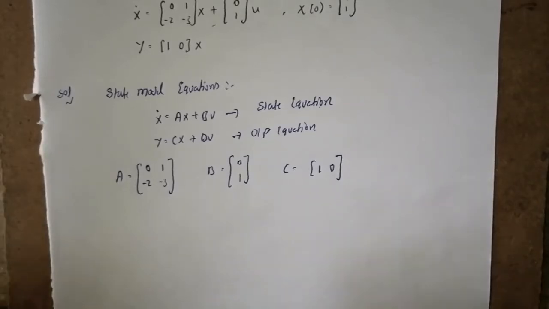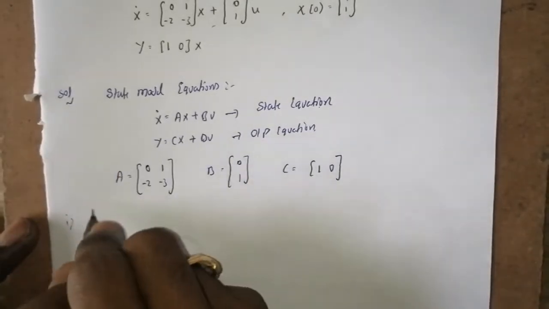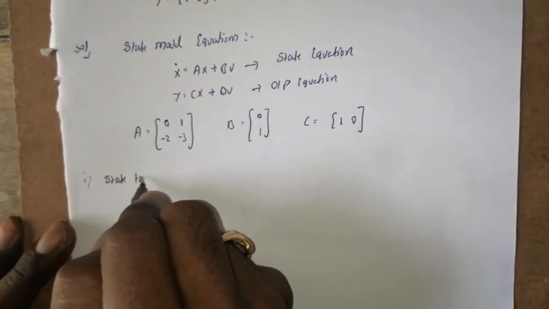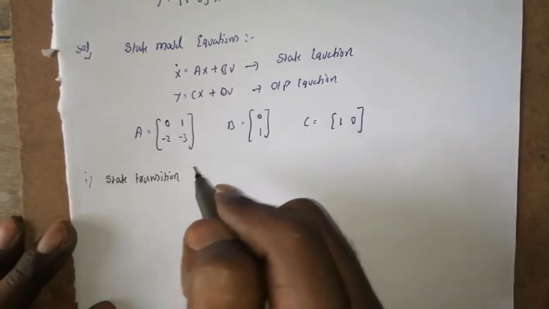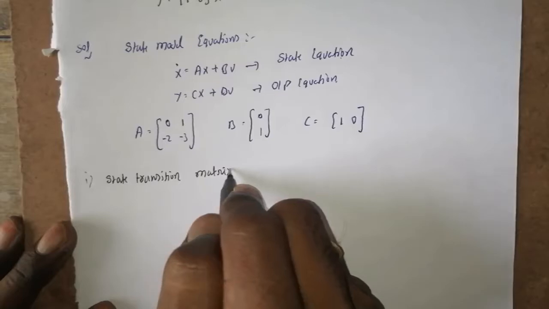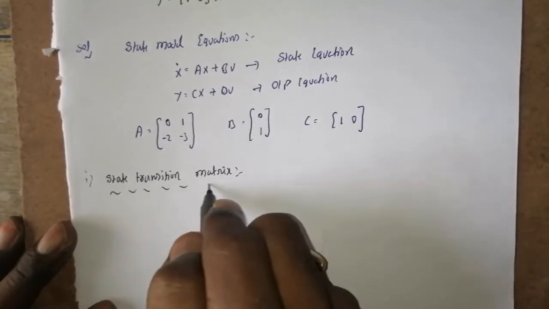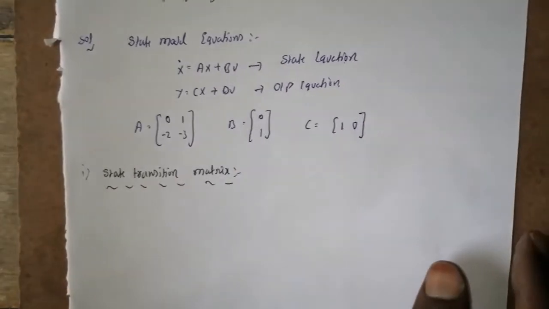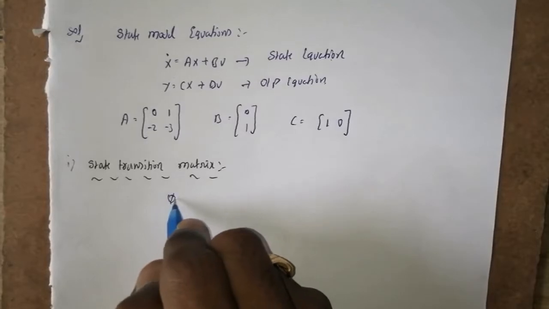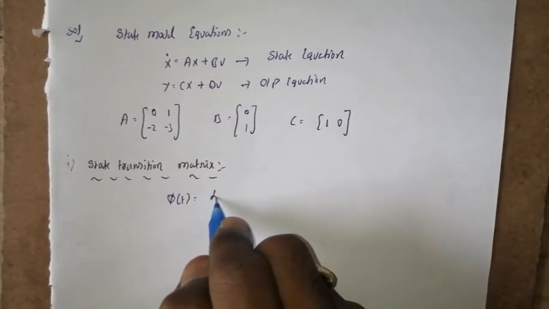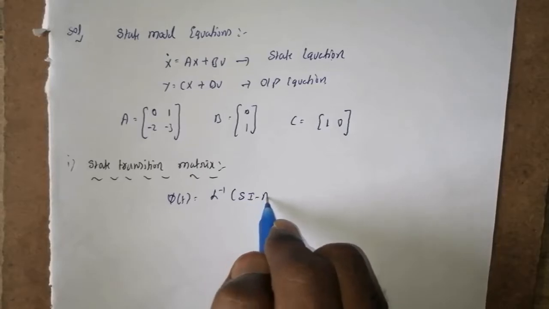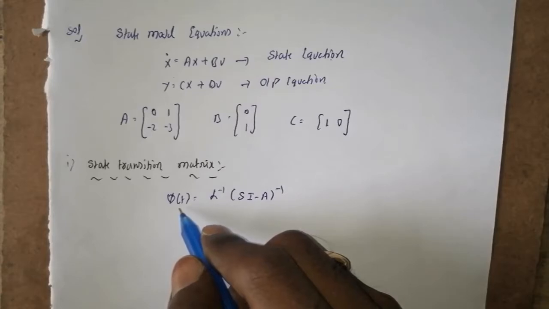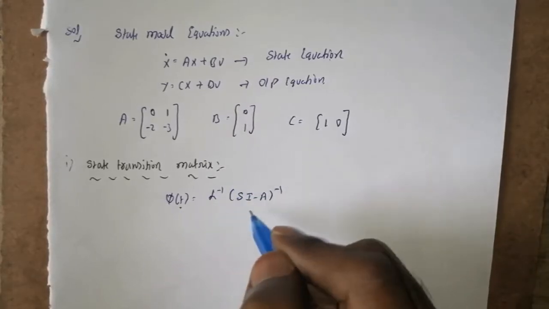So let me do the first question. The first one is the state transition matrix. The state transition matrix is denoted by phi of t, and it is given by the Laplace inverse of (sI minus A) inverse. By solving this equation, we can obtain the state transition matrix phi of t. Now let me solve this one by one.